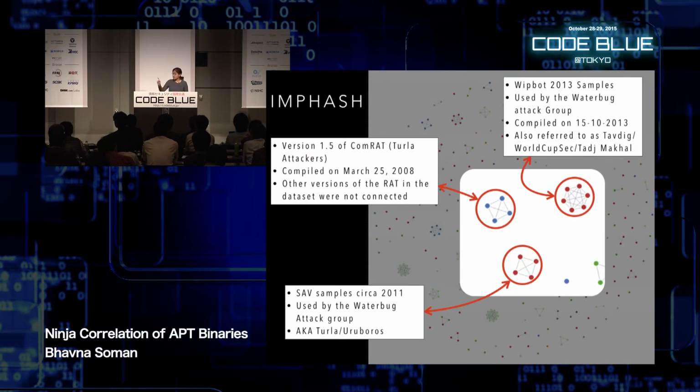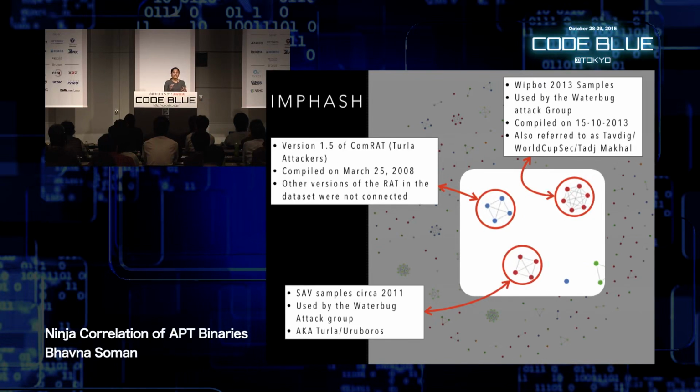The samples in this specific cluster were all version 1.5 of Comrat, and they were all compiled on the 25th of March, 2008. And all the 4 samples of this particular malware that were in the dataset were in this cluster. And there were other different versions of Comrat present in the dataset, and they formed different clusters using the imp hash method.